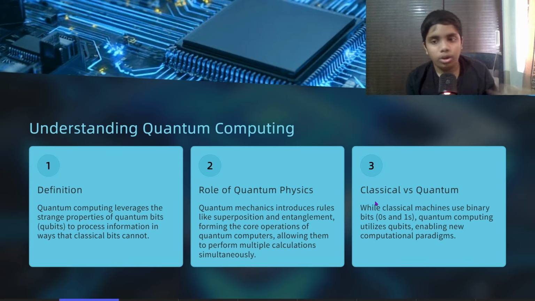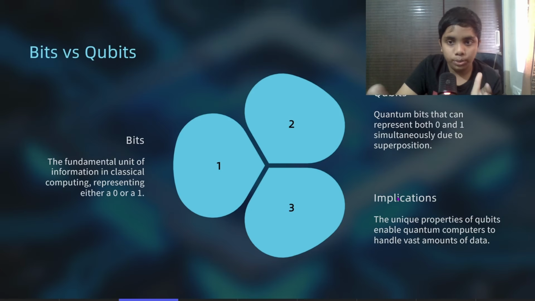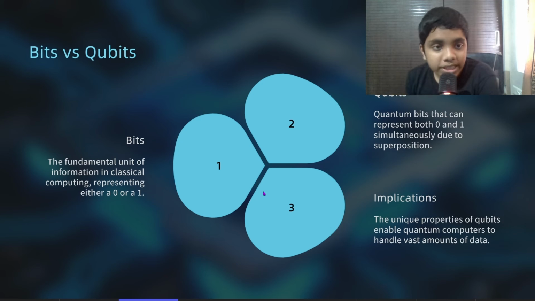So classical versus quantum. As I said, our normal classical computers use binary bits, zeros and ones. I'll tell you what bits are in a bit. Quantum computing uses qubits, which are called quantum bits. So now let's compare these both. What are bits and quantum bits, or qubits, as you can also call them? So bits versus qubits.